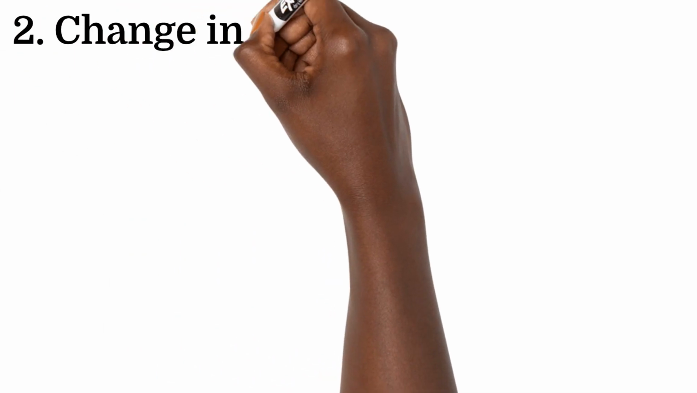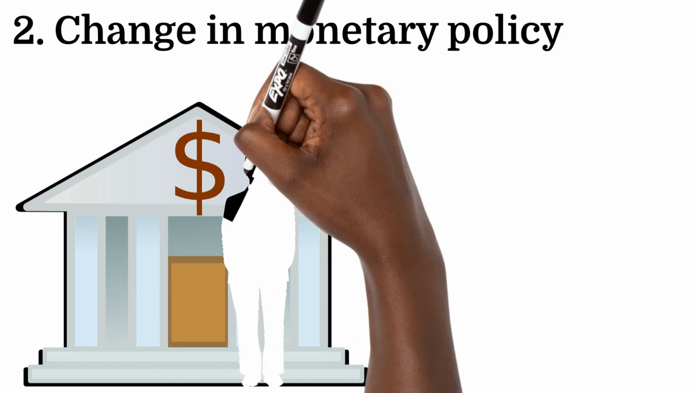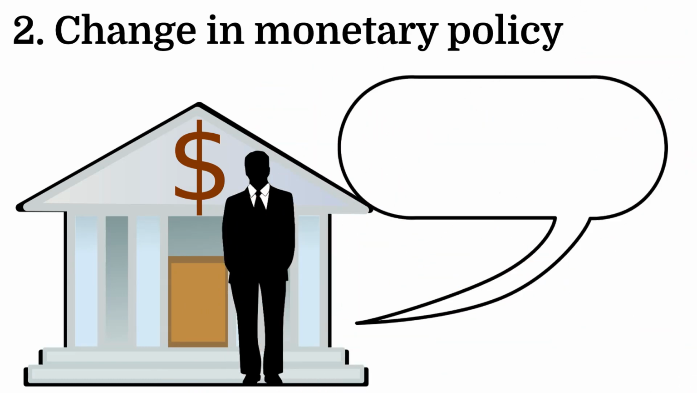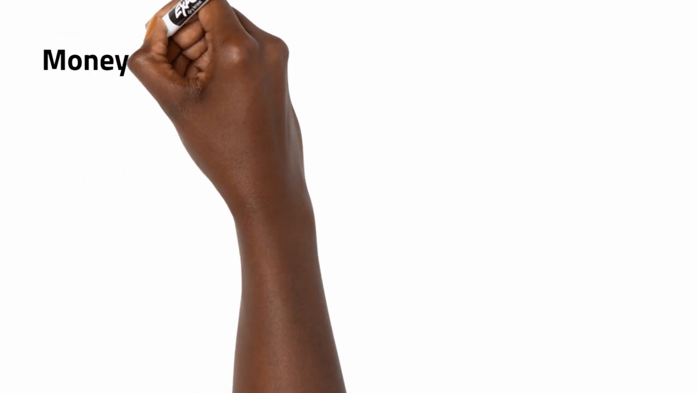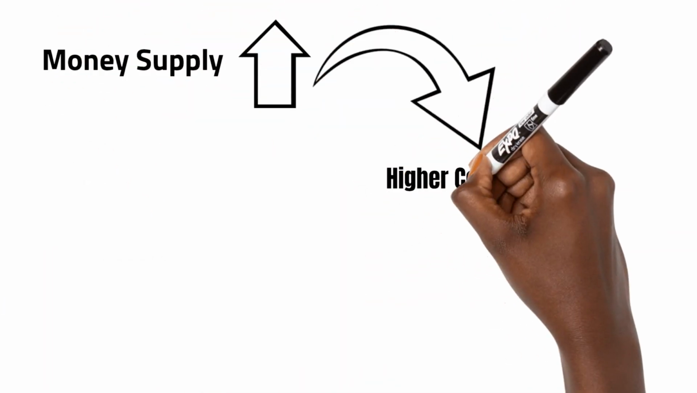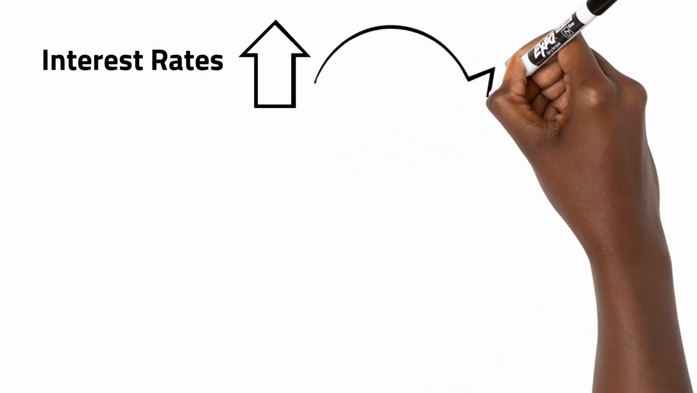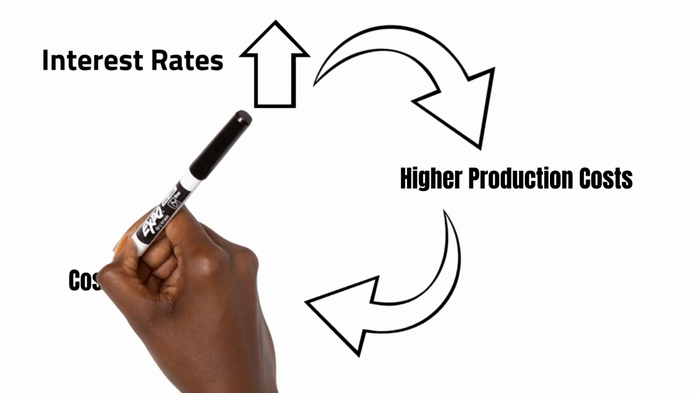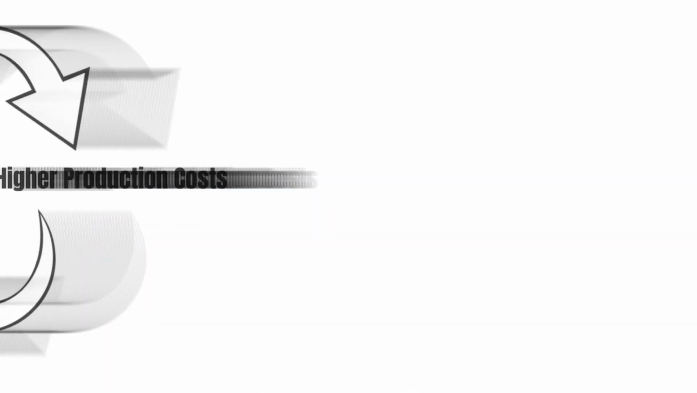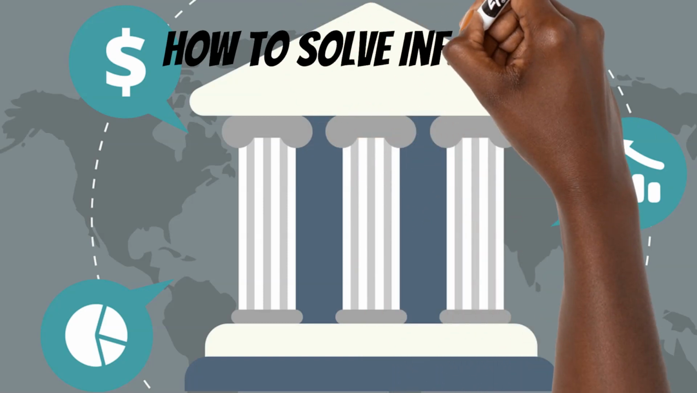Monetary policy can also play a role in causing inflation. Central banks can increase the money supply by printing money or lowering interest rates. This increase in the money supply can lead to higher consumer spending, which can result in demand-pull inflation. On the other hand, if central banks raise interest rates, this can significantly increase production costs, which can also lead to cost-push inflation.